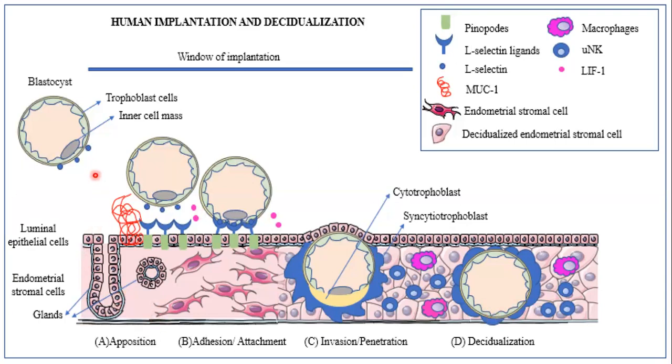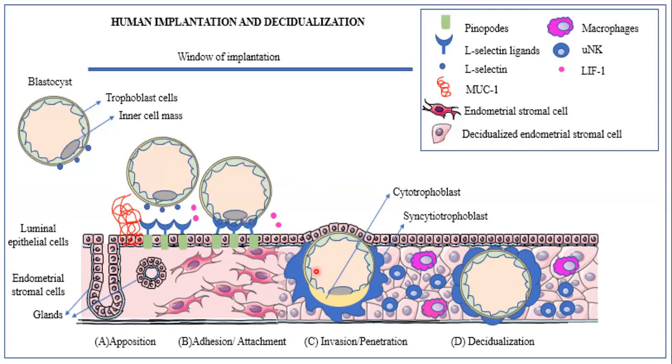First, the blastocyst attaches with the selectins. With the selectins, it gets loosely attached. A more powerful attachment is with the help of integrins and the sugar molecules. Then it undergoes apoptosis. As it is going to embed, it undergoes apoptosis. The blastocyst starts producing digestive enzymes, and the cells start undergoing apoptosis, dying and melting.